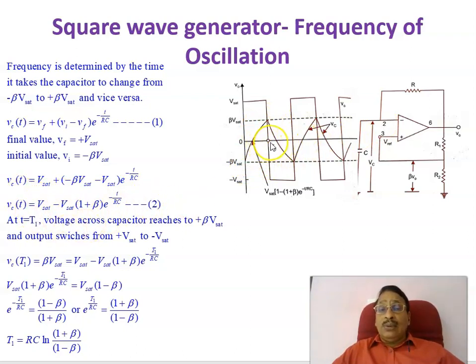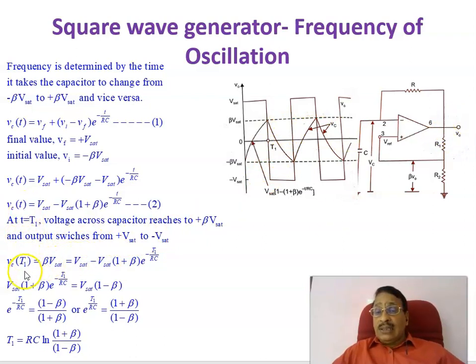Now at time t equal to T1, a transition takes place. The output changes from plus Vsat to minus Vsat, because once the capacitor voltage crosses this reference voltage, the output changes from plus Vsat to minus Vsat. Therefore, at time t equal to T1, the voltage across the capacitor becomes plus beta Vsat, and the output switches from plus Vsat to minus Vsat.